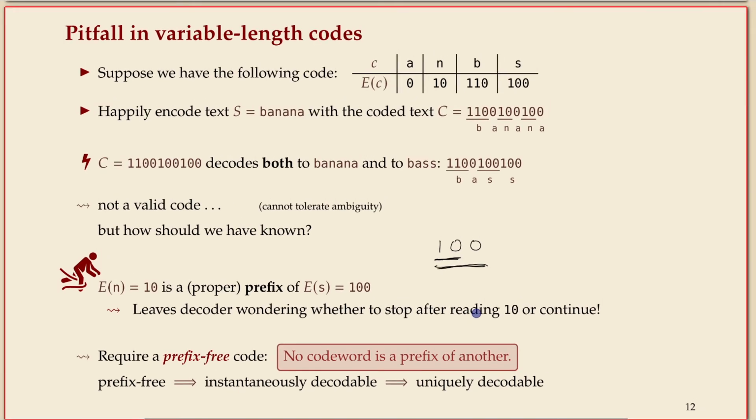If, by contrast, our code has the property that no code word is a prefix of another code word, then the decoder never gets into this problem. It always knows as soon as it has found a code word, it can stop, and it's unique what it decodes to. And so if the code is prefix free, which means no code word is a prefix of another, it is what people call instantaneously decodable. So as soon as you read one code word, you can decode that and go on to the next one. And that also implies that it is uniquely decodable.